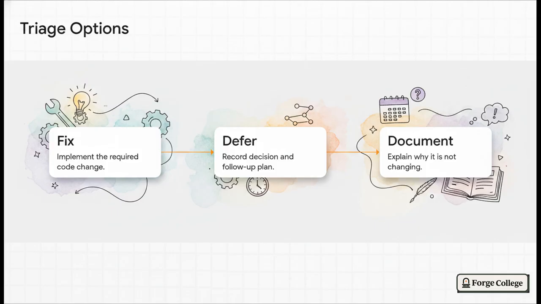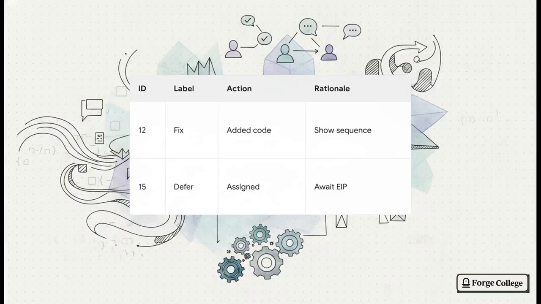You either fix it with a code change, you defer it, assigning a clear owner and a timeline if it needs more research, or if it fundamentally breaks your ERC-4337 architecture, you document your rationale for rejecting it. Fix, defer, or document. No exceptions, guys. Now check out this table.